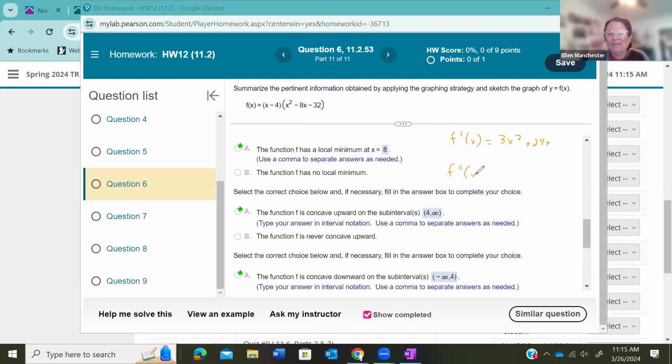So second derivative is I just take the derivative of the derivative, set it to 0, and I get x equals 4. Okay, so there is my possible point of inflection. Okay, so then I'm going to find out where it is concave up, where it is concave down, plug a value in below 4 into here. So if I plugged in 0, I'd get a positive, so it's concave up. If I plug in 10, a value above 4, 10 times 6 is 60.